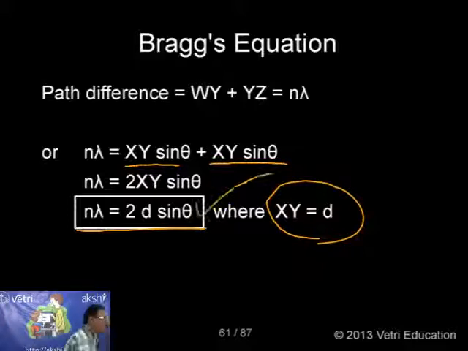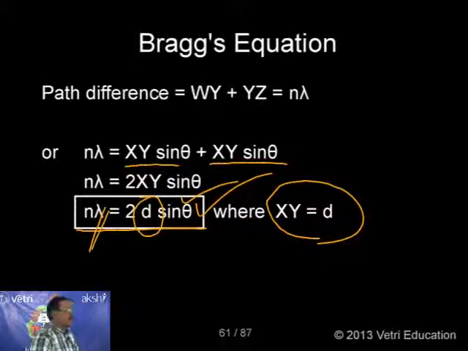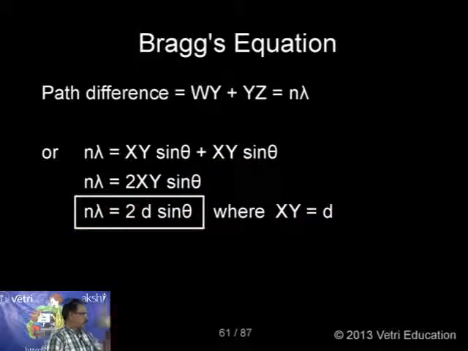This is the very, very famous Bragg equation: n lambda equals 2d sin theta. Theta, the glancing angle, we fix experimentally. d is the interplanar distance. By using a characteristic X-ray, we know the lambda value, and we know the glancing angle theta. So experimentally we can determine the d value, the interplanar distance. This is the very interesting information we get from the Bragg equation. Kindly follow.